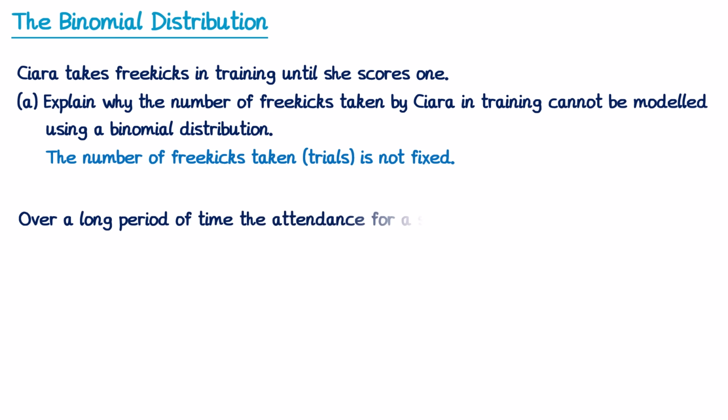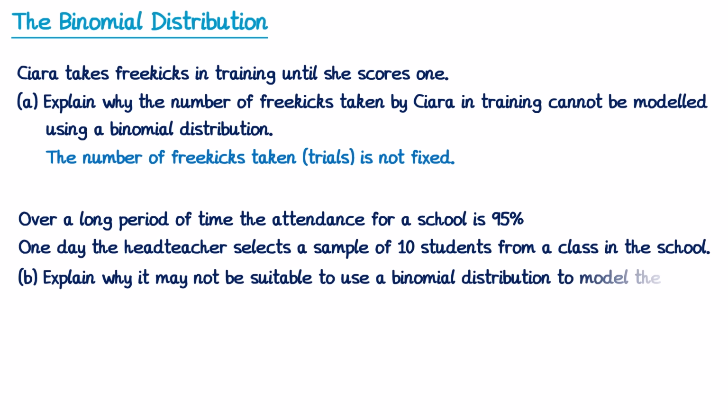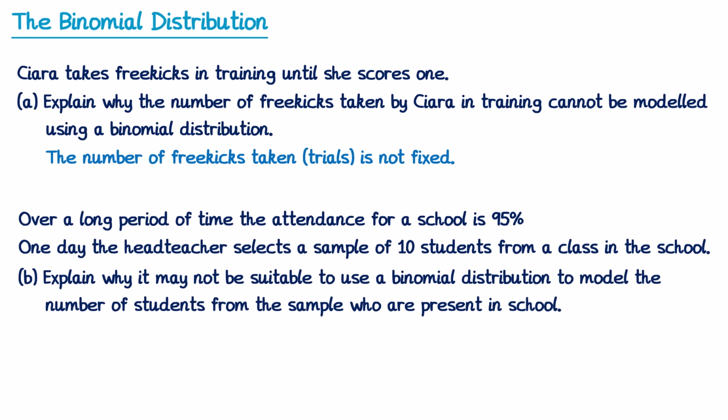For a second question, we're told that over a long period of time, the attendance for a school is 95%. One day, the head teacher selects a sample of 10 students from a class in the school. We're asked to explain why it may not be suitable to use a binomial distribution to model the number of students from the sample who were present in school. Now for this question, you may want to use a binomial distribution. You could say that n is 10 for the 10 students in the sample, and the probability that one of them is present in school is 0.95 for the 95%.